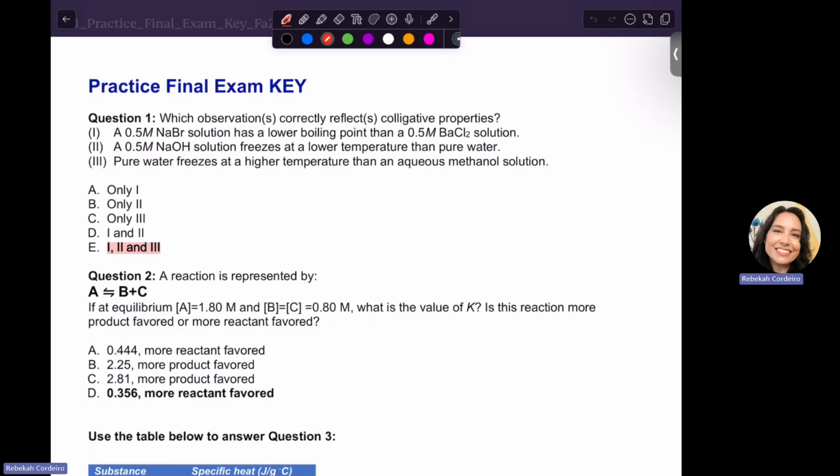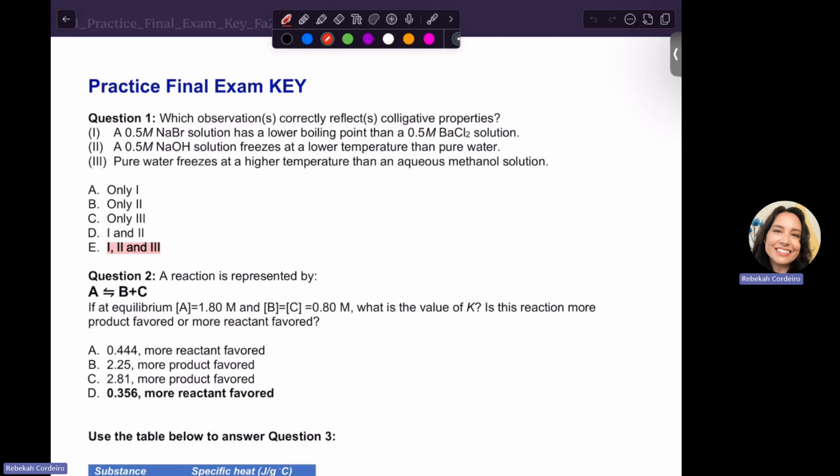All right, we're going to go through the practice final exam. This is for Chem 1151. So question one, which observation correctly reflects the colligative property? So we're looking for making it harder to boil or harder to freeze the more particles we have.